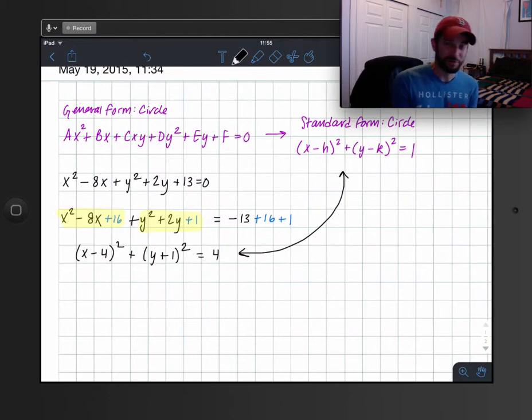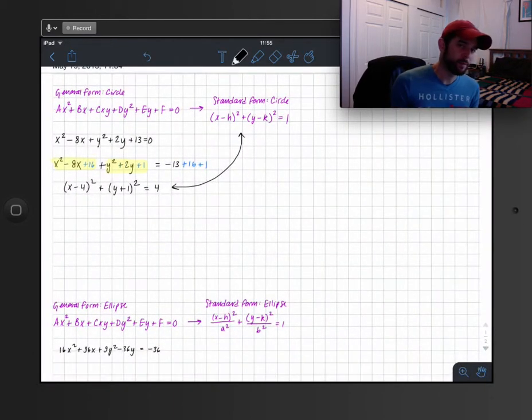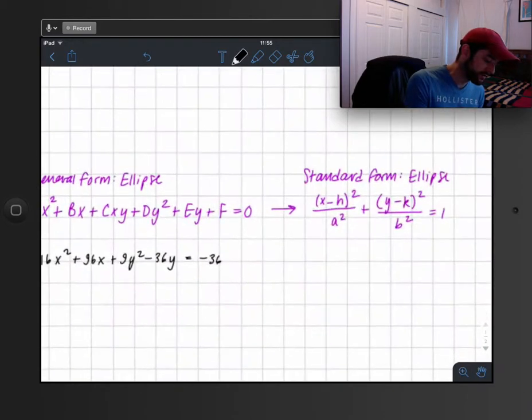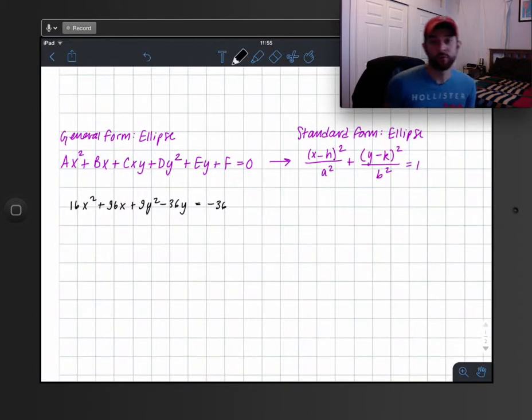It's pretty cool. But it gets a little complicated when we start talking about some of the other conic sections. Parabolas I, again, already covered, but hyperbolas and ellipses can be a little weird. So I'm going to show you an example of doing this same process to the general form of an ellipse.